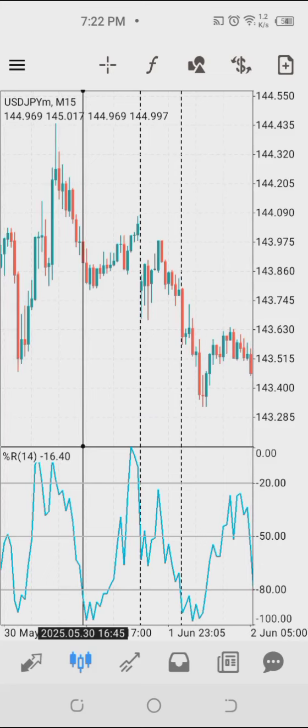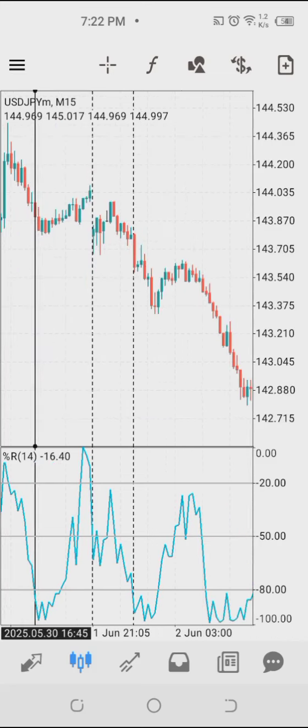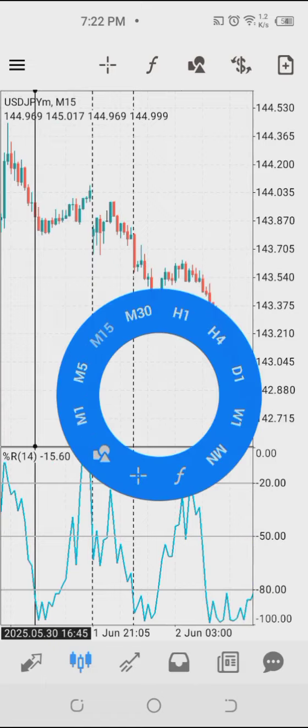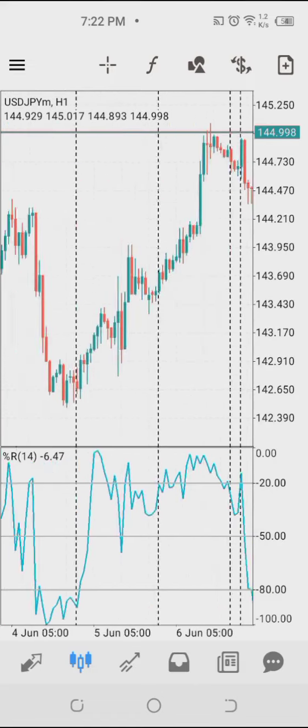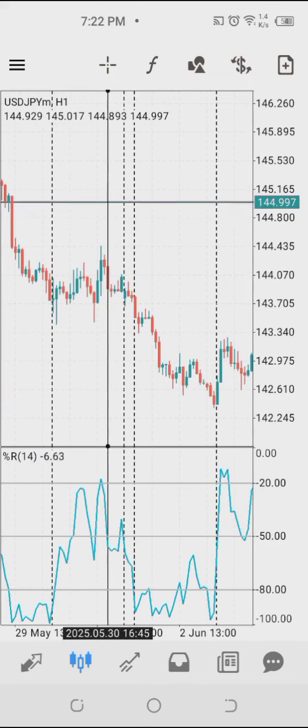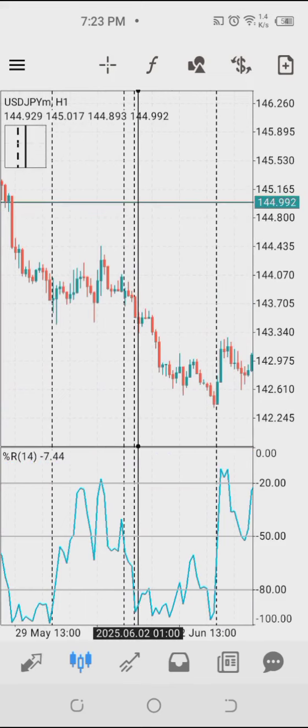Now, guys, watch how far the market dropped. See how far the market dropped and see how much you would have made for yourself. Where are you supposed to exit the market? On the H1 time frame.